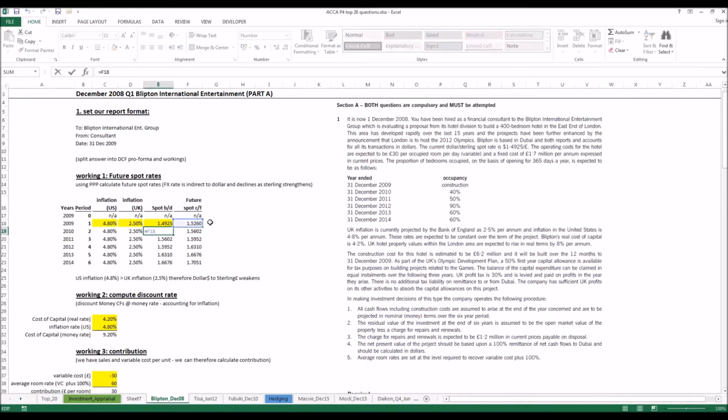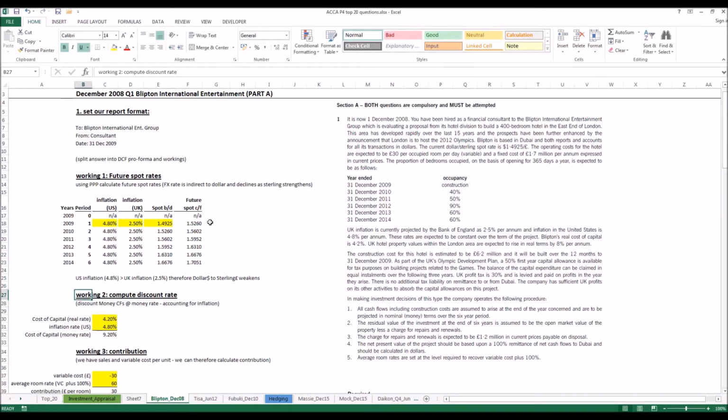So you take the future spot rate brought down, you adjust it again for the rate of inflation, which is constant at 4.8% and 2.5%, and you get the new spot rate in year 2. Similarly, that 1.56 brought down in 2011, again, you adjust it for the inflation rate. You do that year on year. As you can see, the US dollar, first of all, we start with 1.4925 US dollars to a pound, and then progressively it gets less valuable. There's more dollars to the pound.